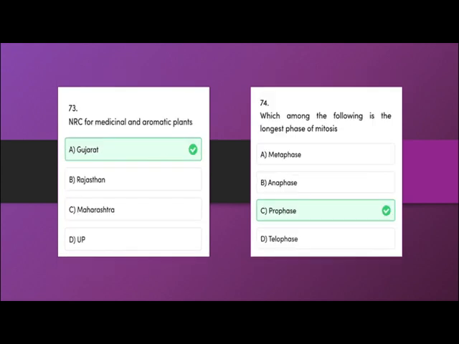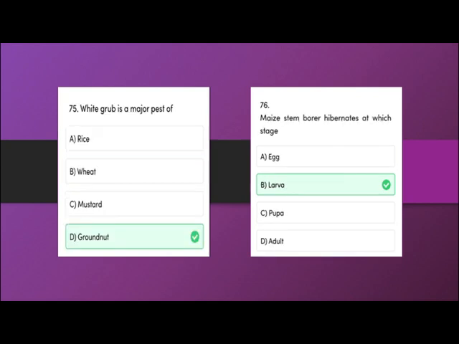Now come to the 73rd question. NRC for medicinal and aromatic plants, and the answer is Gujarat. 74th question. Which among the following is the longest phase of mitosis, and the answer is prophase. Now come to the 75th question. White grub is a major pest of, and the answer is groundnut. 76th question. Maize stem borer hibernates at which stage, and the answer is larva.